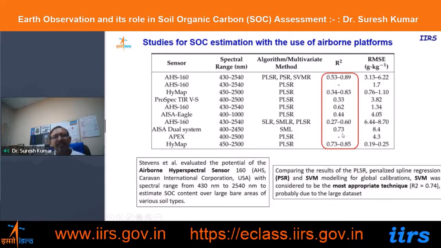But others are getting up to only 0.6, so R square 0.6. So researchers are working on how we can improve this R square correlation coefficient by attempting various statistical methods or improving the statistical techniques.